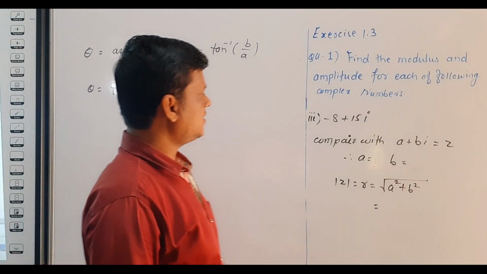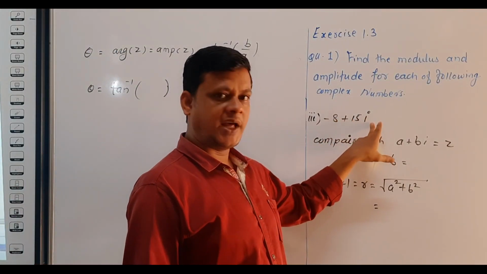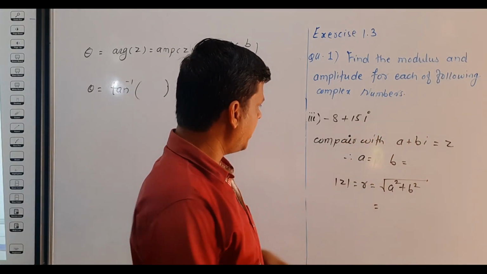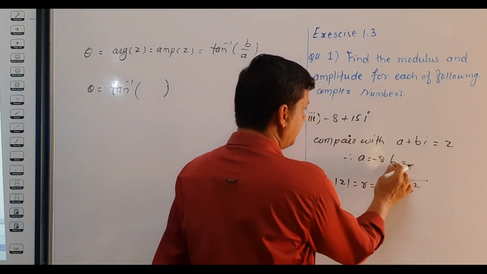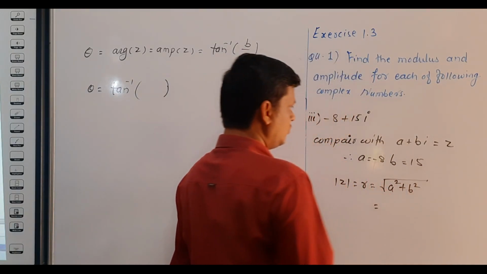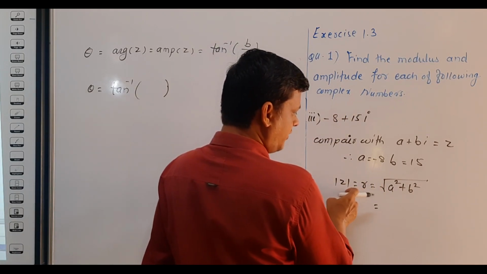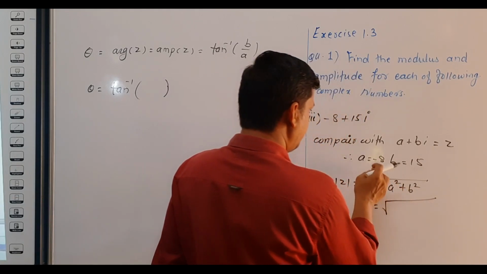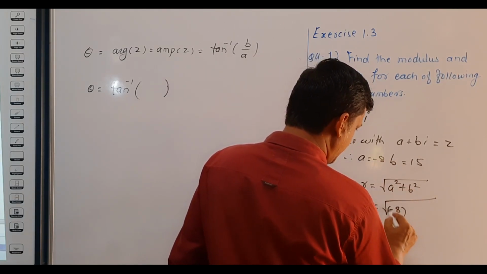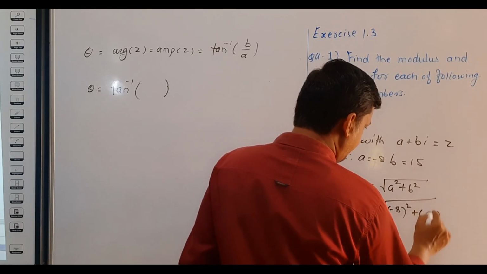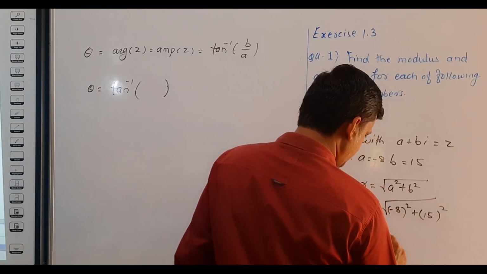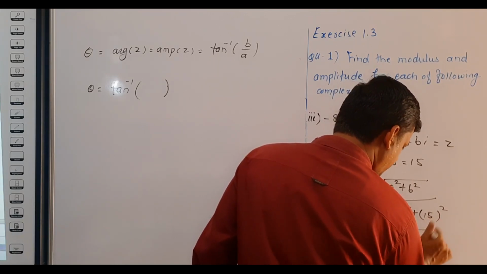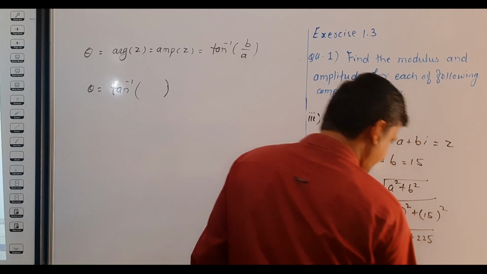Now the third example is minus 8 plus 15i. After comparing this with a plus bi, we get a equals minus 8, b equals 15. So the modulus of z, that is r, equals under root a square plus b square. So substitute the value of a as minus 8, so minus 8 square plus 15 square. 8 square is 64, 15 square is 225.